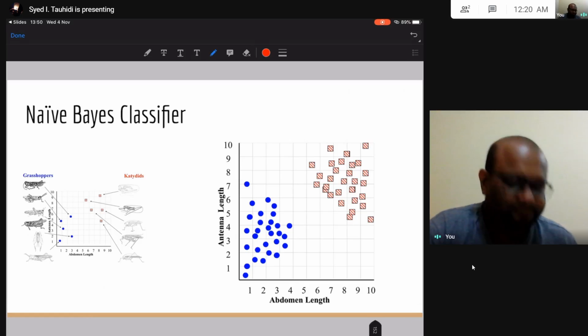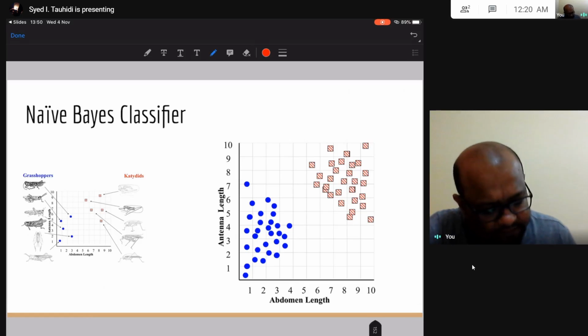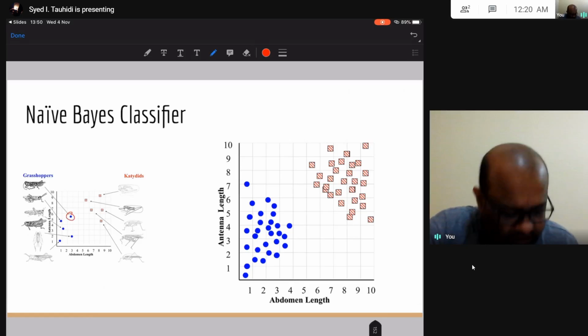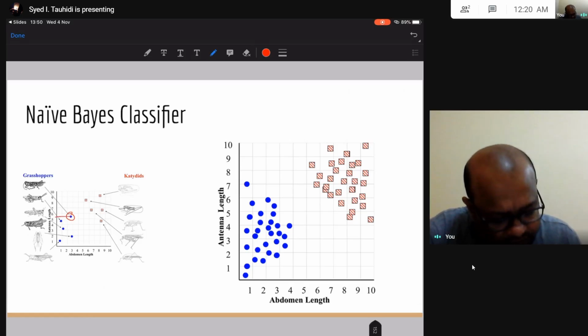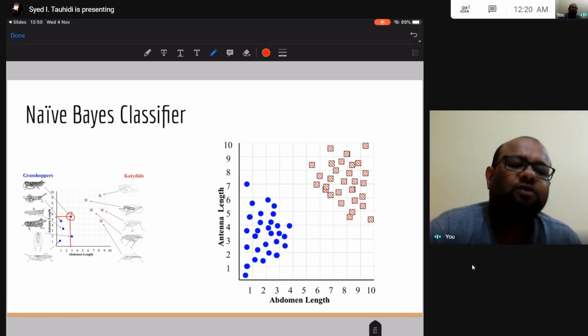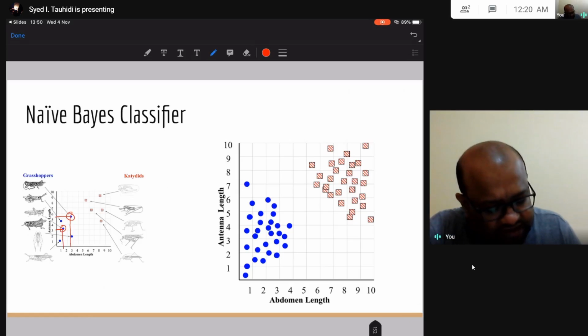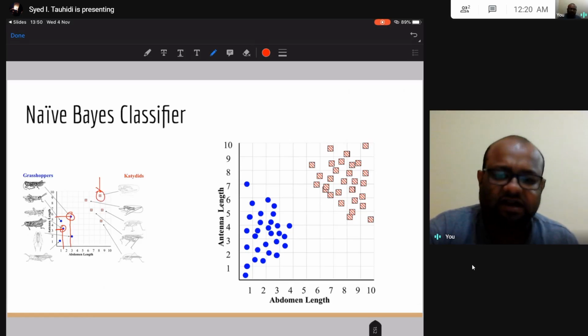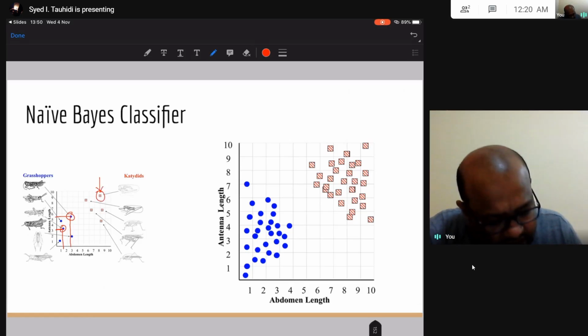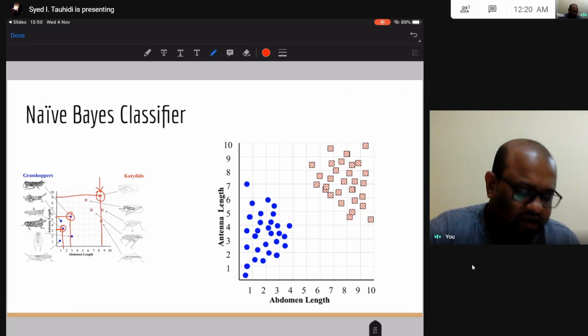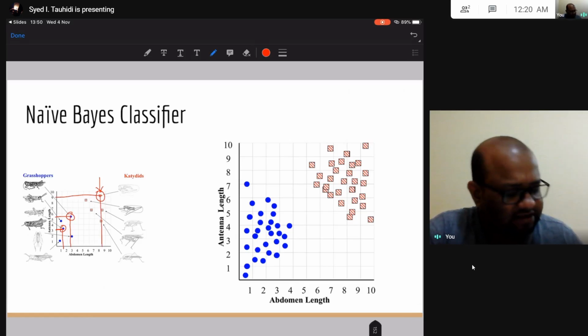So here I have a data set where I have abdomen length and antenna length of grasshoppers and katydids. Alright, for example, this is a data point corresponding to one particular grasshopper which had an antenna length of 5.5 and abdomen length of 2.5 centimeter. Alright, there is another grasshopper with antenna length equal to 3 and abdomen length equal to 1. Here is a data point corresponding to a katydid that had an antenna length of 9 and an abdomen length of 8. Alright, so in this way I have a data set. Alright, and this is my complete data set.